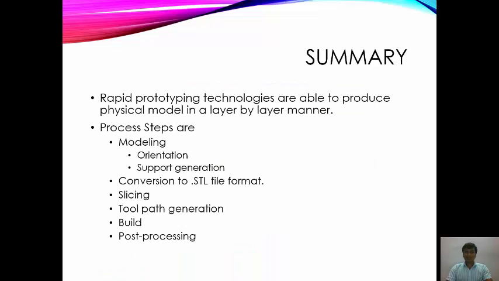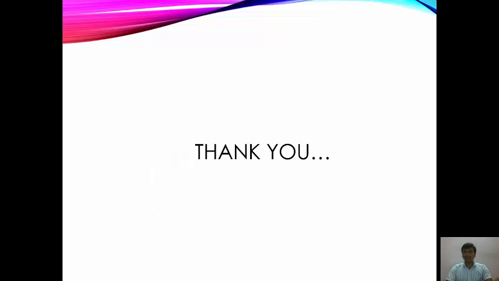Then the summary of this seminar: rapid prototyping technologies are able to produce physical models in a layer by layer manner. The process steps are, first, modeling, where orientation and support generation are to be considered. Then conversion of the model to .stl file format. Then slicing of the model. Then toolpath generation. Then building of the model, and finally post processing, where we remove the supports and do the finishing operations. And this is how rapid prototyping is done. Thank you.